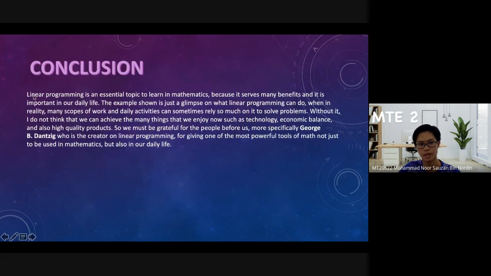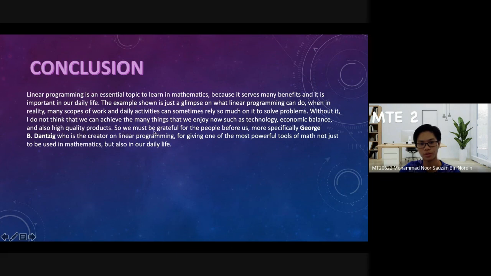Conclusion: linear programming is an essential topic to learn in mathematics because it serves many benefits and it is important in our daily life. The example shown is just a glimpse of what linear programming can do, when in reality, many scopes of work and daily activities can rely so much on it to solve problems. Without it, I do not think that we can achieve the many things that we enjoy now, such as technology, economic balance, and also high-quality products.